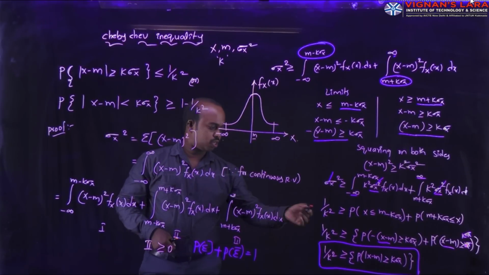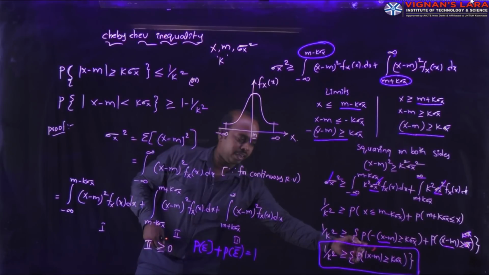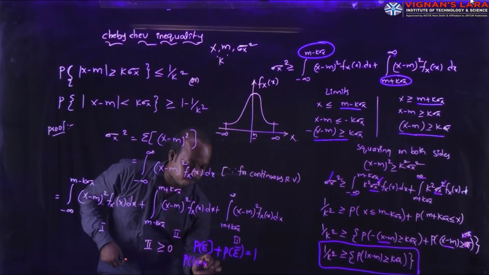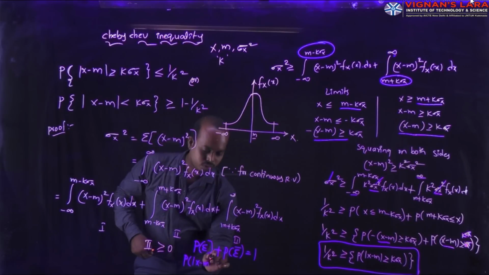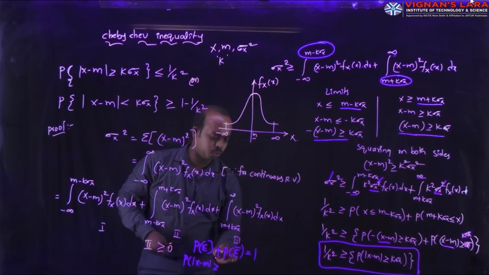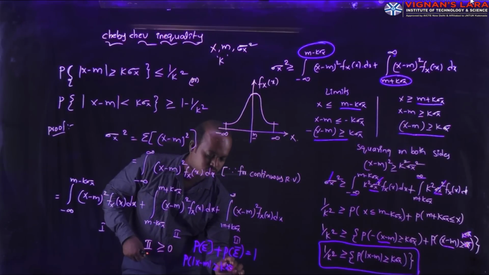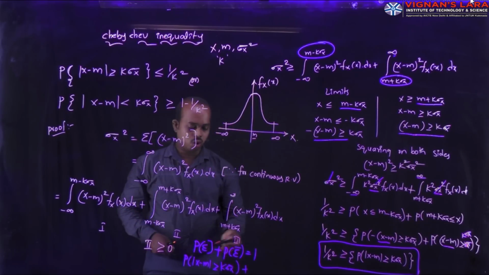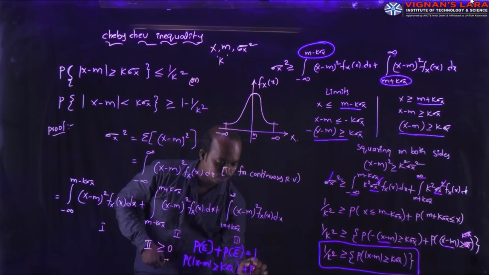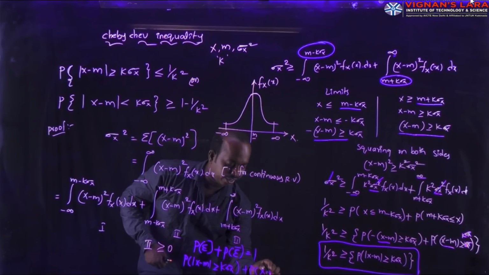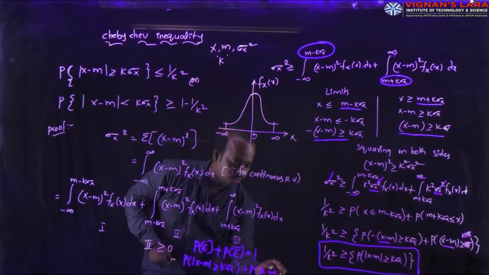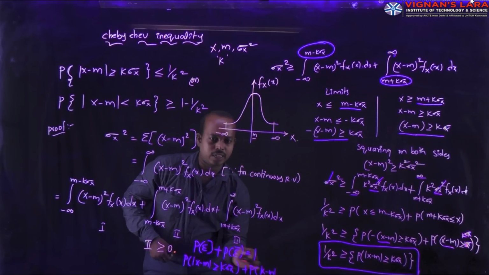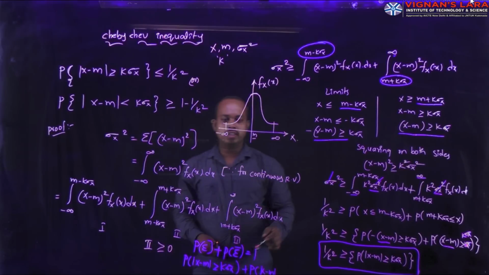1. Here what is the event I am considering? This is the event: the probability of modulus x minus m greater than or equal to k into sigma x, plus its opposite event. What is its opposite event? Probability of capital X minus m modulus. Already we are using two comparison operators. One is greater than or equal, and the second one we take as the less than quantity.